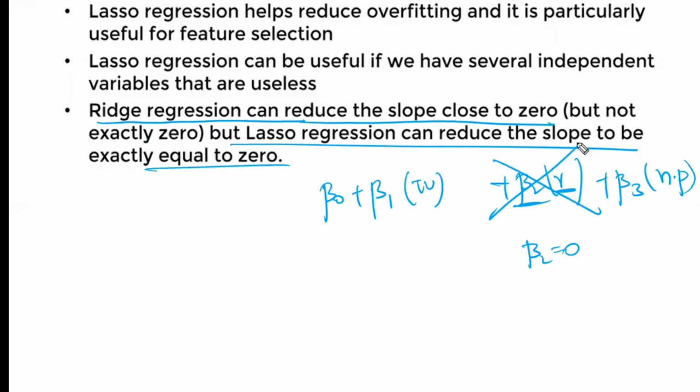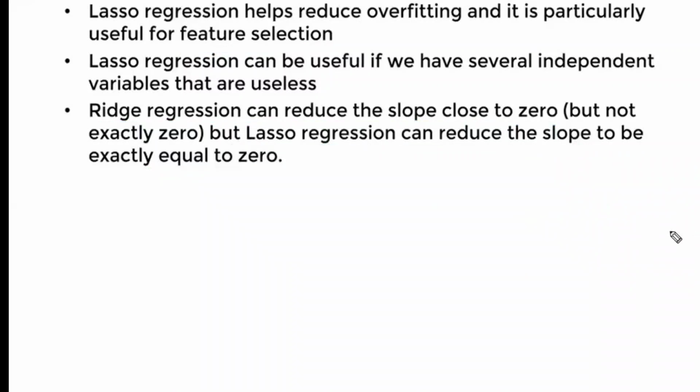It is going to make the slope equal to 0, which means indirectly it is terminating the variable. It is removing that variable. So it is going to be useful in feature selection. For feature selection, how can we identify which features are important and which are not? By seeing whichever coefficient is equal to 0, those features are unimportant variables. We can remove those variables after applying the lasso regression.